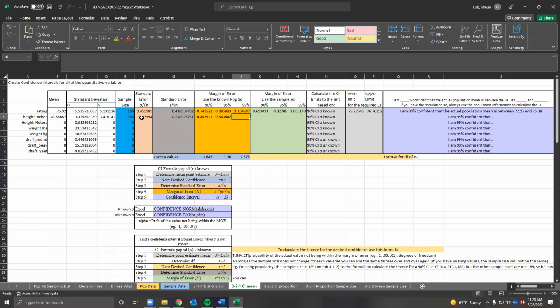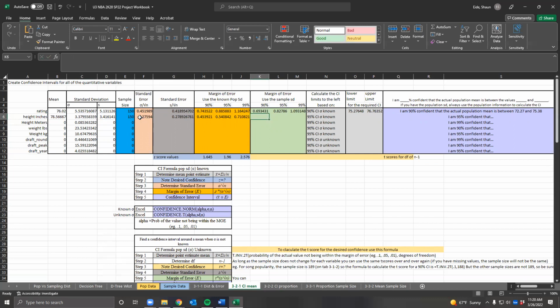Just keep going all the way down. So this equals the z-score multiplied by the standard error. Now, the next one is a little different, and these are using t-scores.